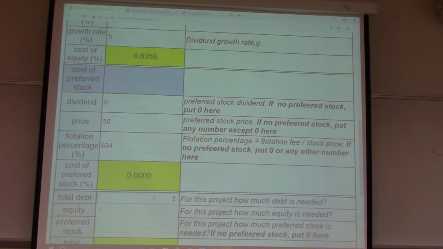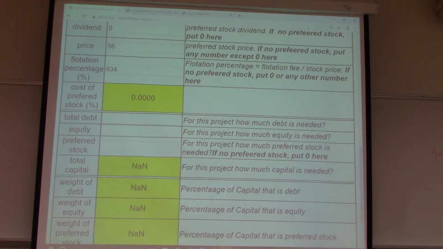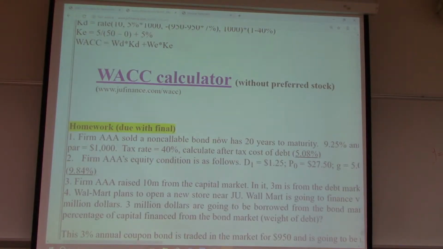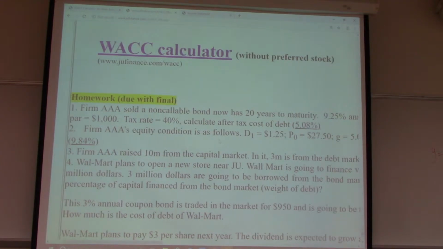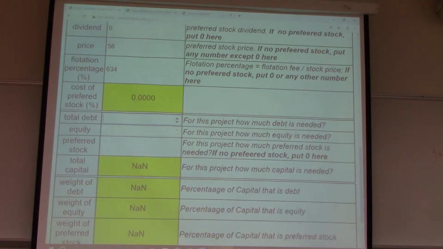So how much is total debt? In the question, how much is total debt? I did it in Excel, so I don't remember. Oh, total debt. See, 10 million from capital markets, 3 million in the debt market. Yeah, 30% for debt. So it's 3.